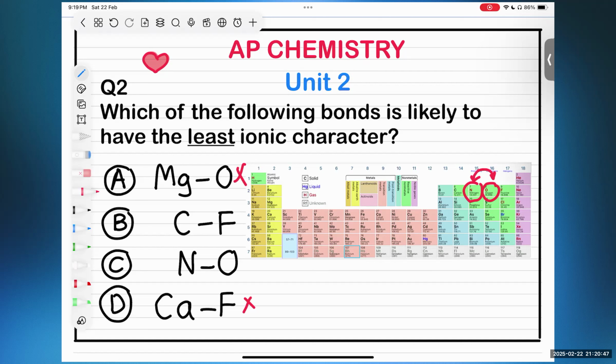Because they will have the least ionic character. I don't want this to be an ionic bond, so I will choose this as the correct answer. These two cannot form an ionic bond. They will form a covalent bond, and there's very little difference in the electronegativity between them. So I will not use the other three.